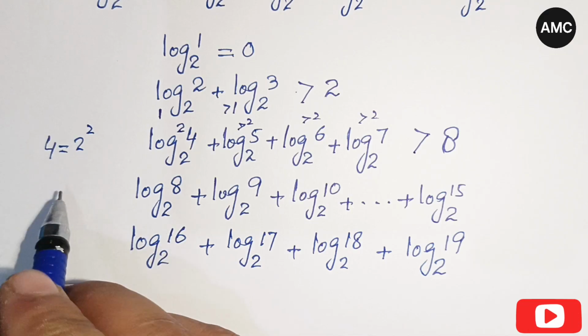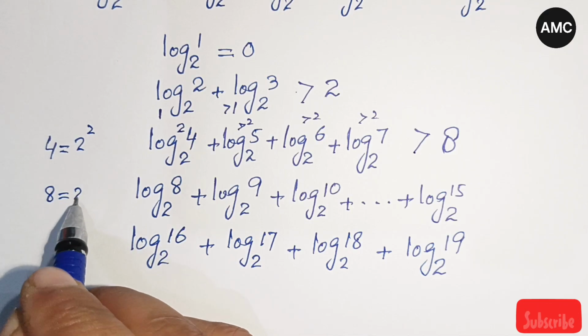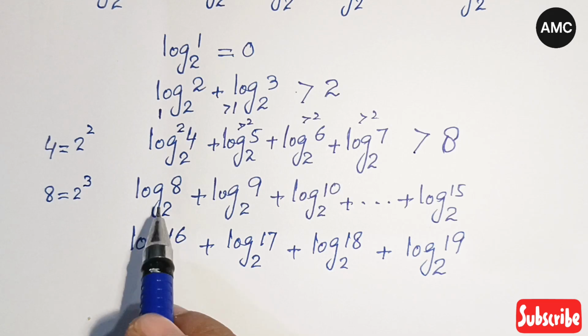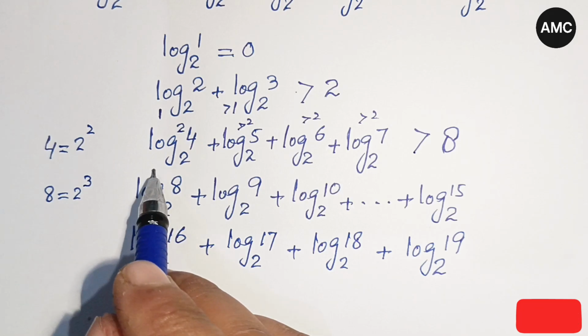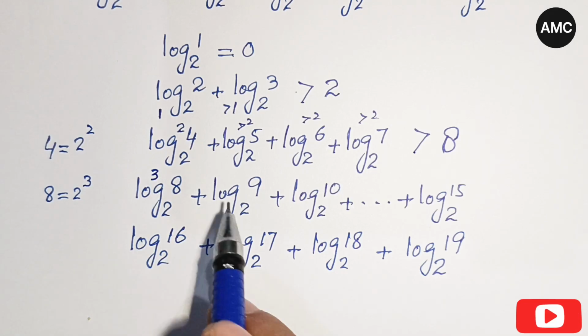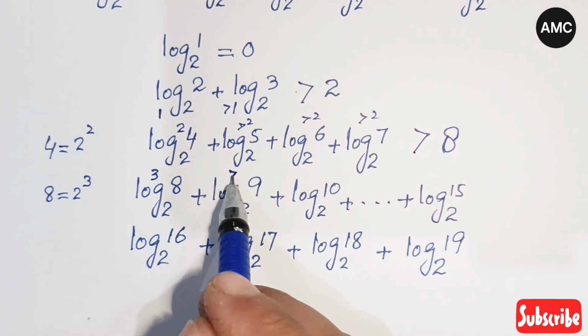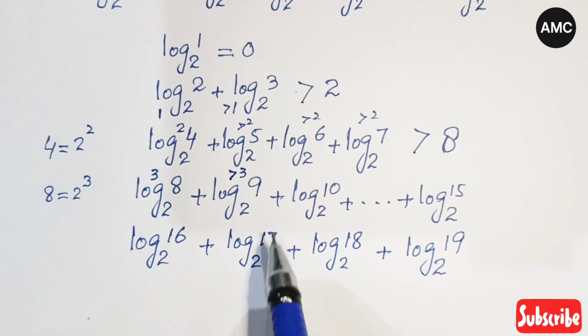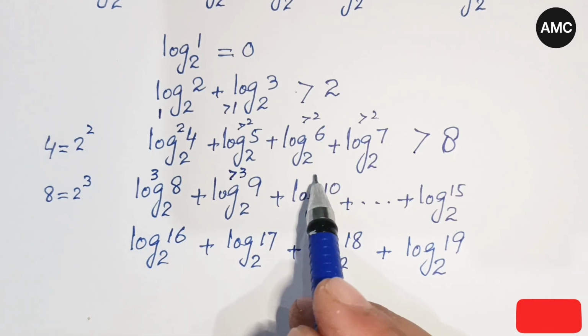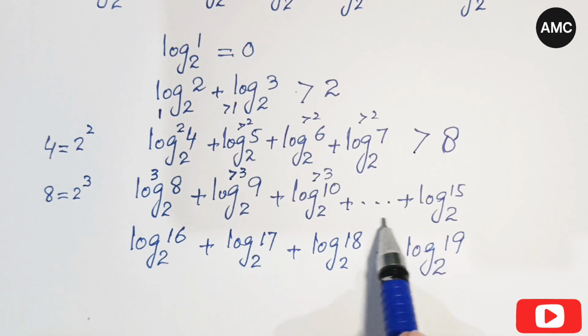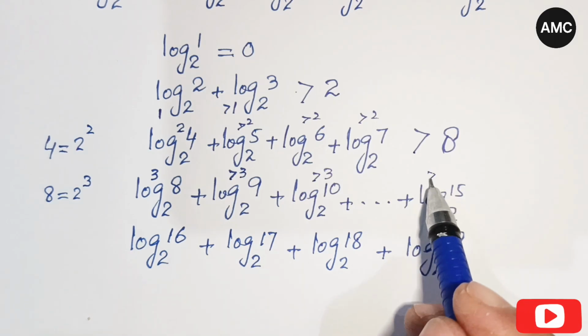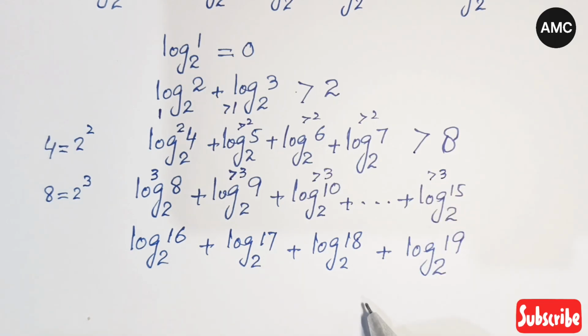Now log 8 to base 2. 8 is equal to 2 cubed, so log 8 to base 2 is greater than 3. Log 9 to base 2 is greater than 3, and then log 10 to base 2 is greater than 3. Similarly we have 8 terms here, and all these terms are greater than 3.